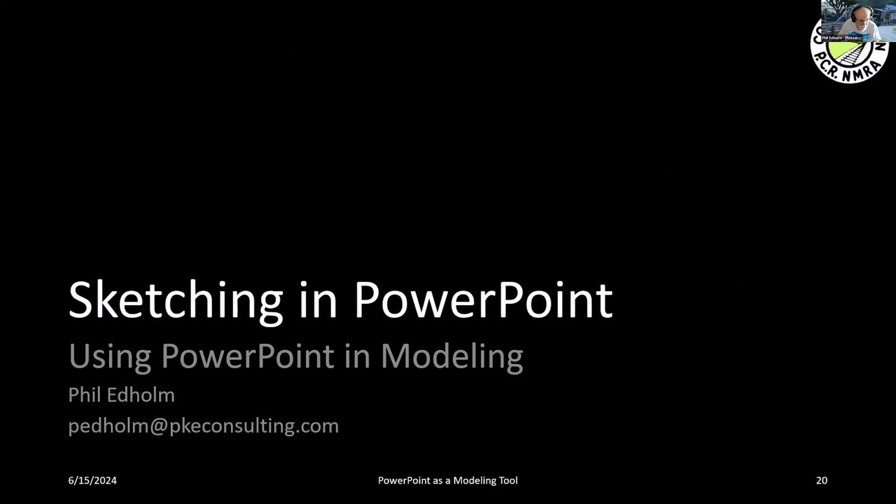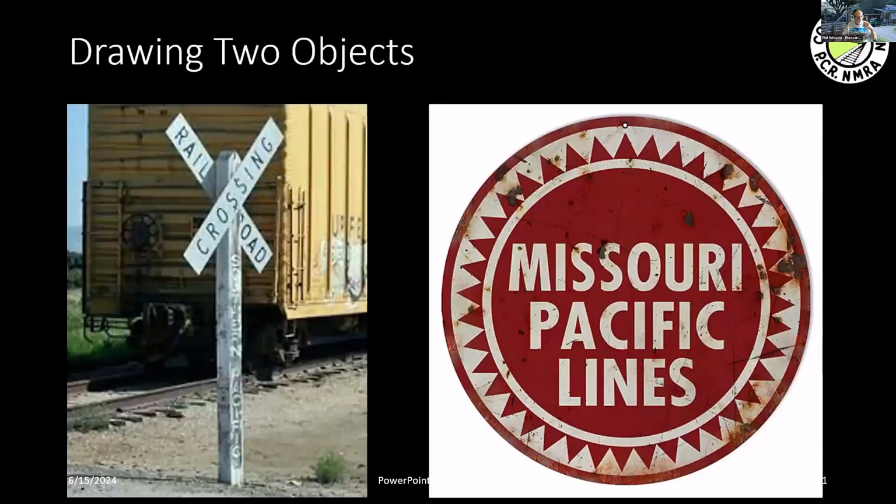So what I want to do was actually show you a couple of items on how to sketch in PowerPoint, and kind of how to do two quick little objects in PowerPoint. The two objects I want to talk about here are doing a railroad crossing sign, and a logo based on the Missouri Pacific Lines. It turns out PowerPoint gives you a lot of cool sketch tools to do this.